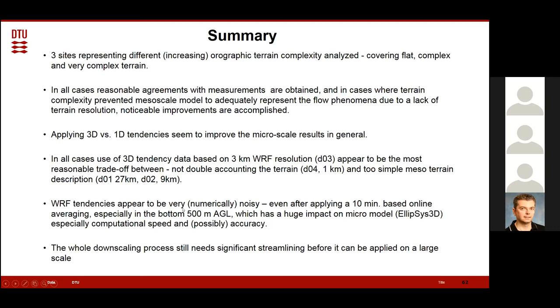I also pointed out that there are some issues with those tendencies, and they are especially difficult to tackle inside our solver because of the way it has been built up. So it has a huge impact on the computational speed and possibly also the accuracy. So we still would need to streamline all this process significantly if we want to upscale this to a production run environment. So that was more or less it, I guess.